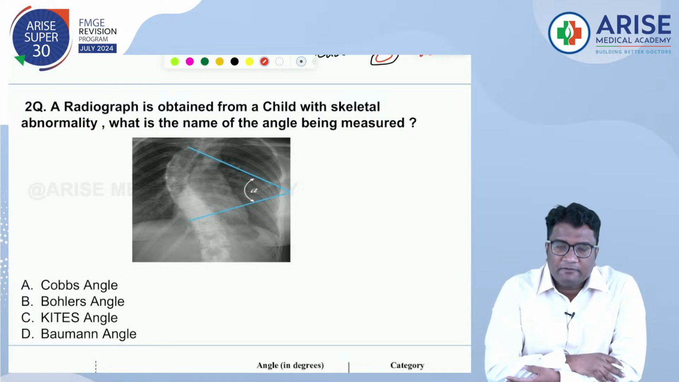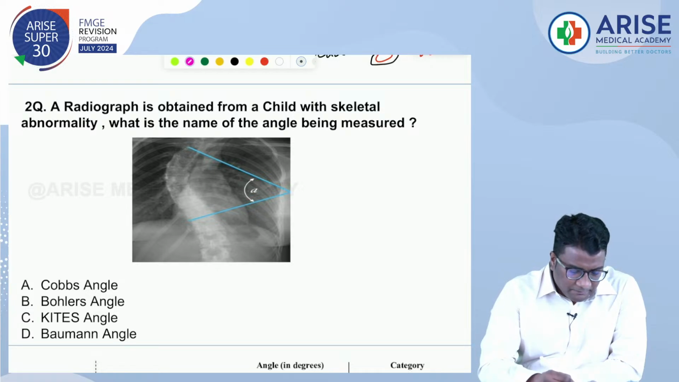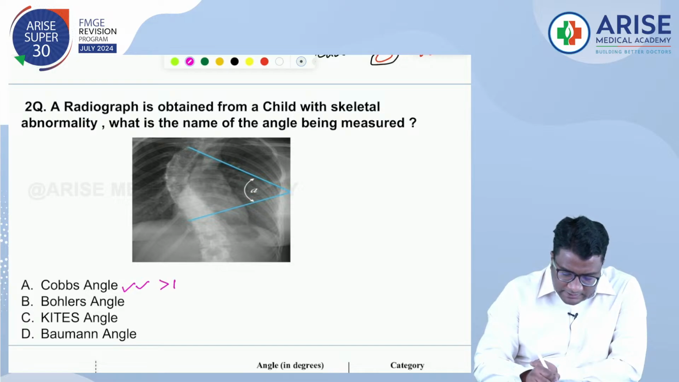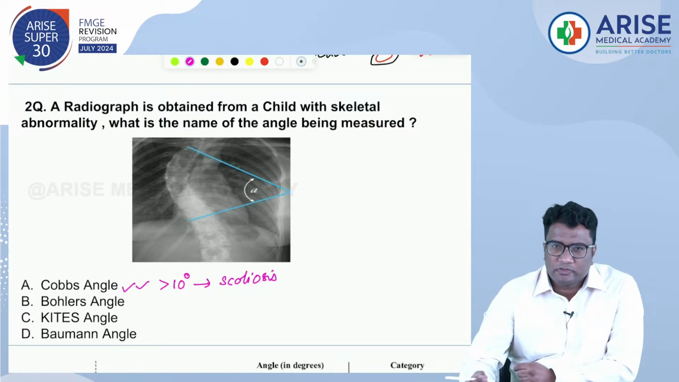A radiograph is obtained from a child with skeletal abnormality. What is the name of the angle being measured here? What do you think is this angle being measured here? This is easy, very good. This is Cobb angle. If the Cobb angle is more than 10 degrees, it is suggestive of scoliosis, right? So Cobb angle is for scoliosis.